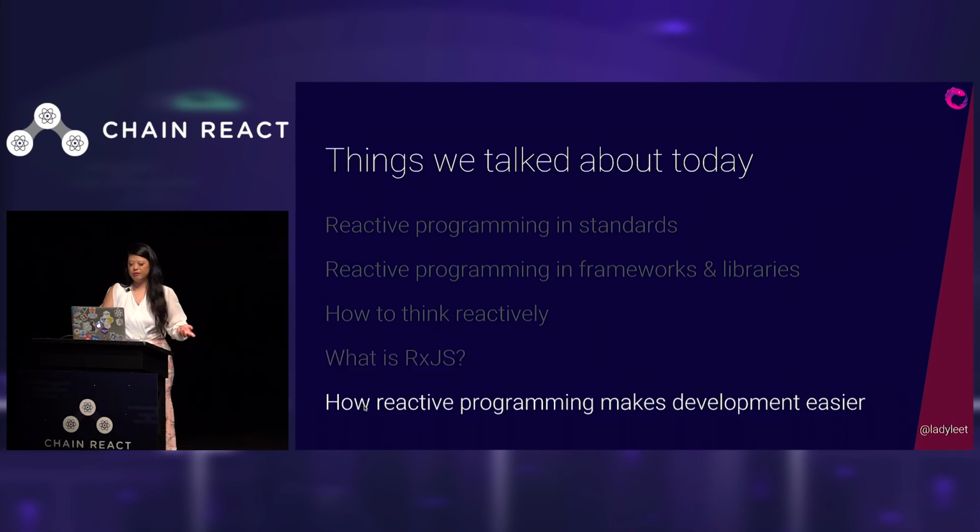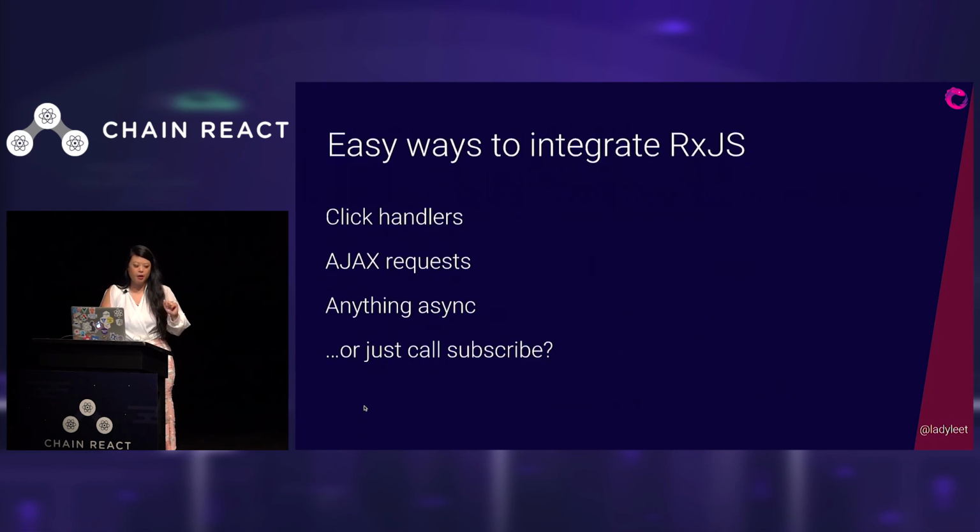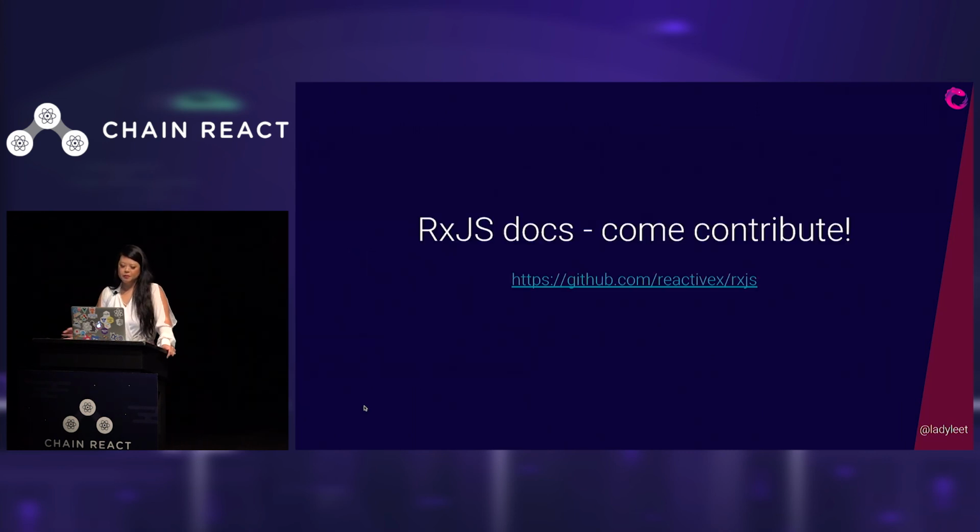And finally, we went through a few different examples. So hopefully that showed you how, again, using something like RxJS as an abstraction can make your development life a lot easier. And another thing is you don't have to Rx all the things, right? This is the cool thing about RxJS. You can just dip your toe in and easily integrate it into your application by maybe using it for your click handlers, AJAX requests. It allows super easy cancellation if you do that. Anything asynchronous, or you can just call subscribe, get used to it, and then just do your normal imperative code as well and refactor it later on.